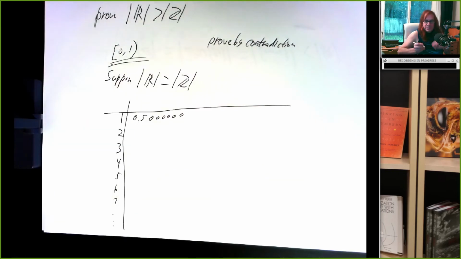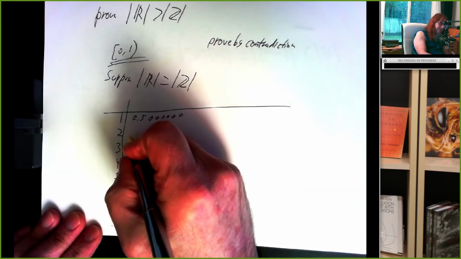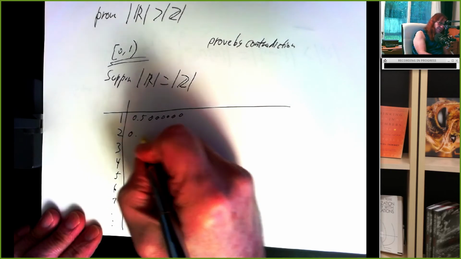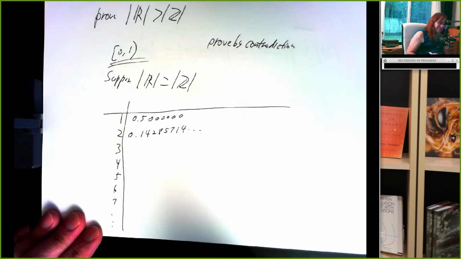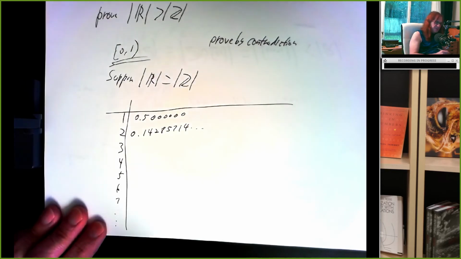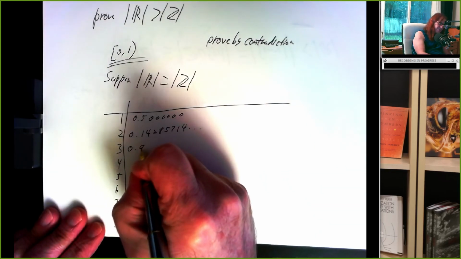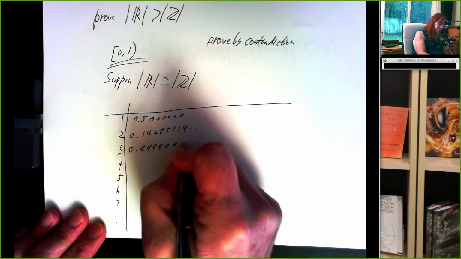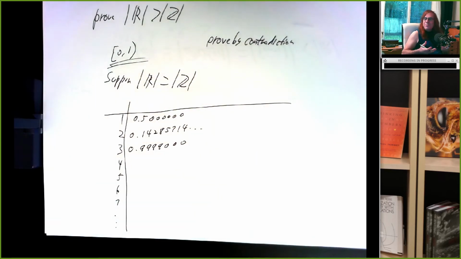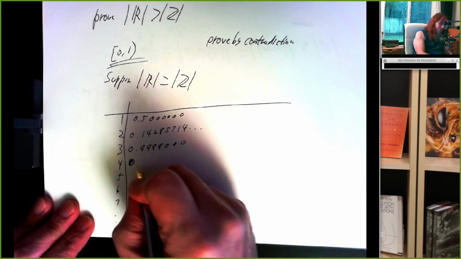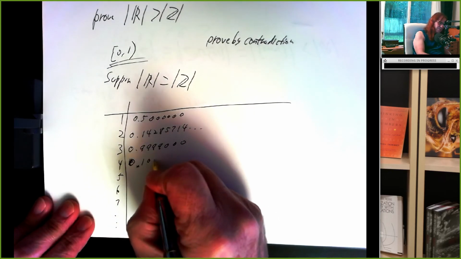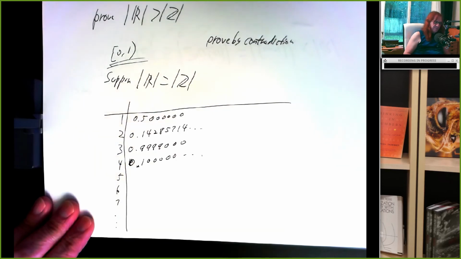And I'll say, okay, what number corresponds to 2? And you'll say, oh, that's the number 0.142857142857. What number corresponds to 3? Oh, that's the number 0.9999000. And so you're going to tell me what the correspondence is to each integer. So 4 corresponds to, I don't know, maybe 0.1. And so on.